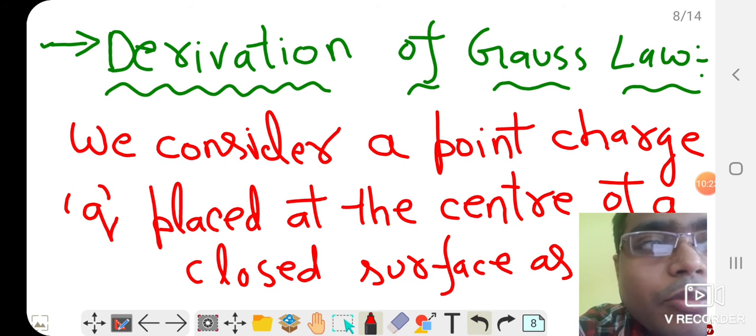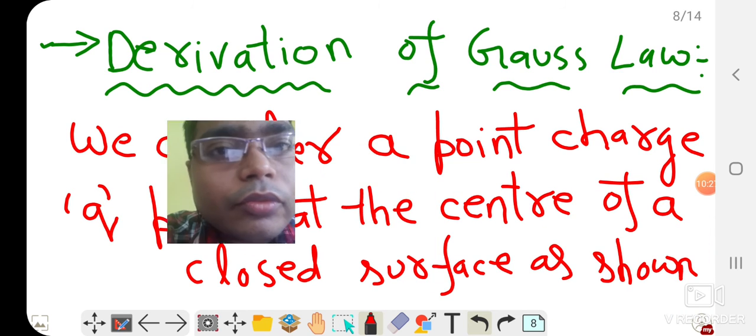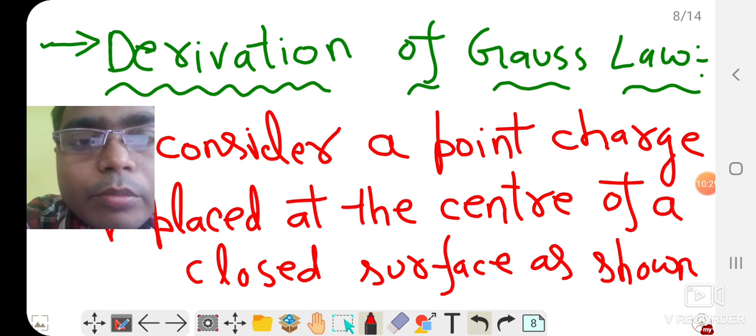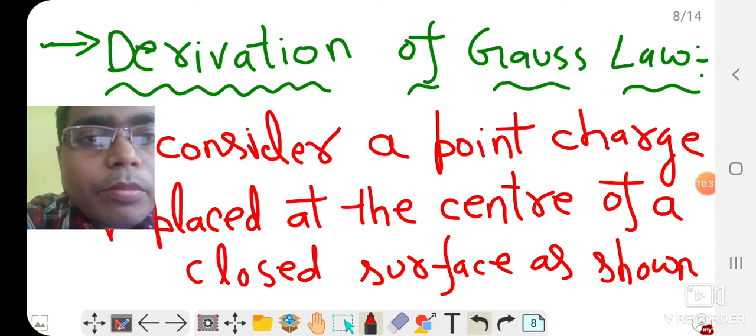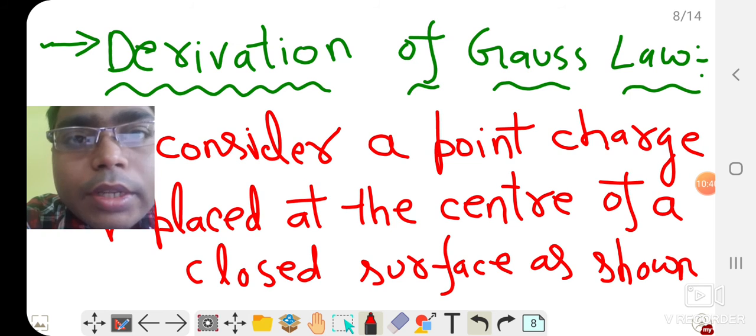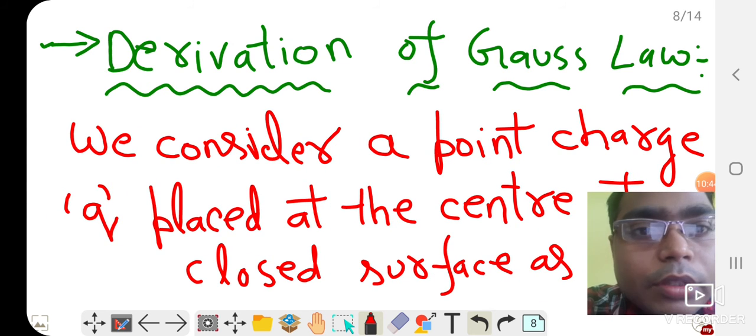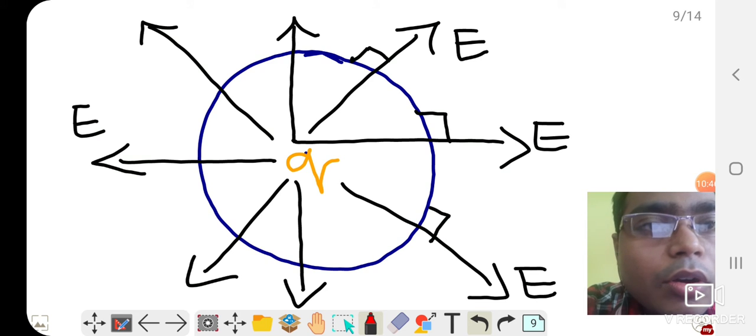We have considered a point charge q that is placed at the center of a closed surface. So whenever we apply the Gauss law, first we have to consider a closed surface. It can be a spherical surface, a cylindrical surface, or a planar surface, but it has to be closed. So let us see the closed surface here. We have taken a sphere of radius r, right?